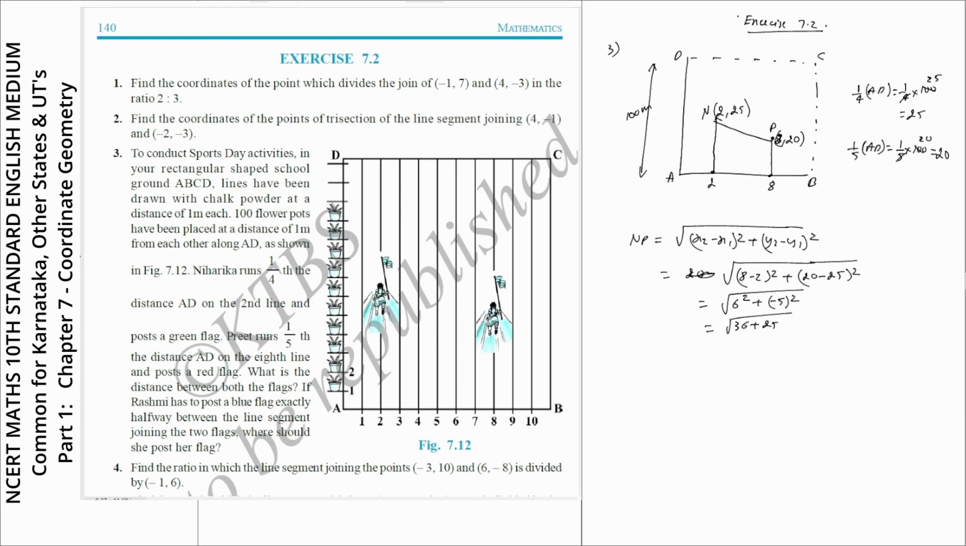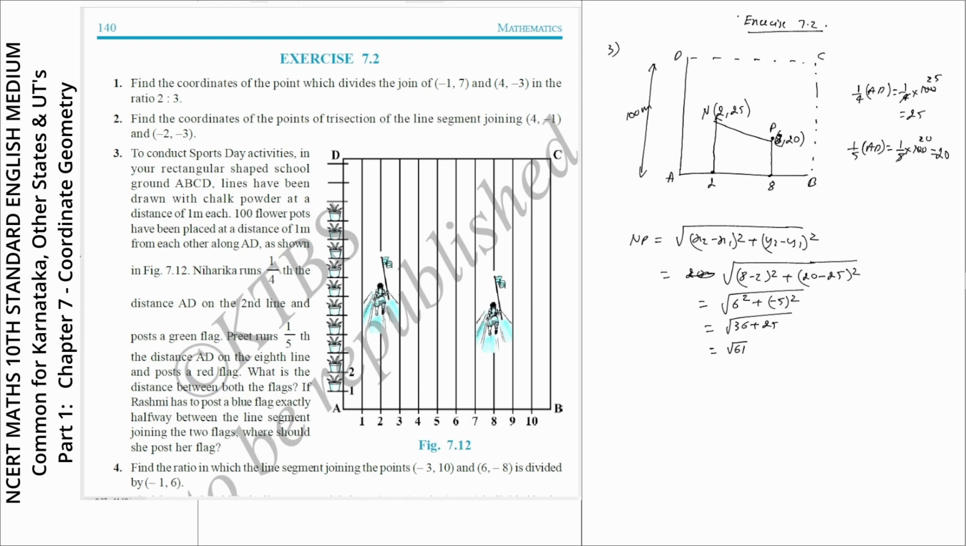So I'll get 36 plus 25, 30, 40, 50, 60, 61. So root 61 I'll get. Now what is the question? What is the midpoint of this one?